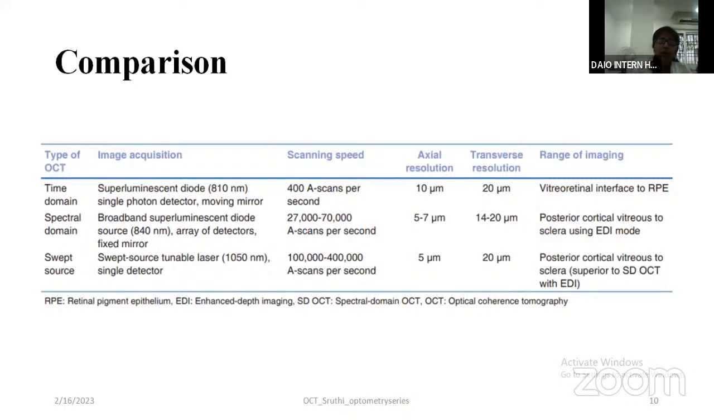In spectral domain, a broadband superluminescent diode source, an array of detectors, and a fixed mirror are used. The scanning speed is 27,000 to 70,000 A scans per second. It ranges from the posterior cortical vitreous to the sclera using enhanced depth imaging. Swept source image acquisition is done with the help of a swept source tunable laser and a single detector. The scanning speed is 1 lakh to 4 lakh A scans per second, and the range of imaging is from the posterior cortical vitreous to the sclera.